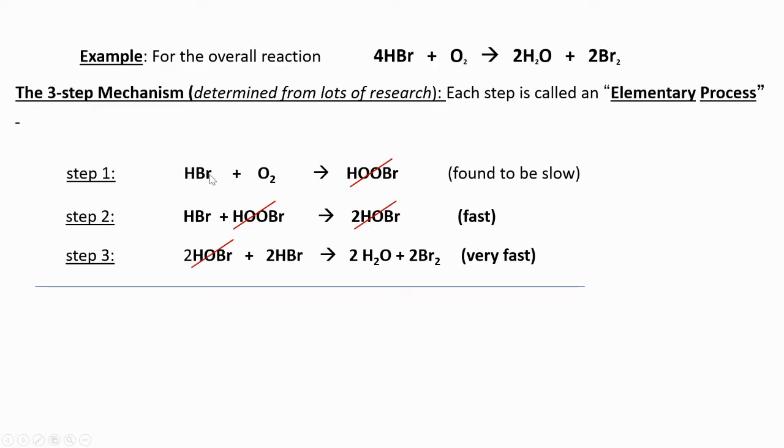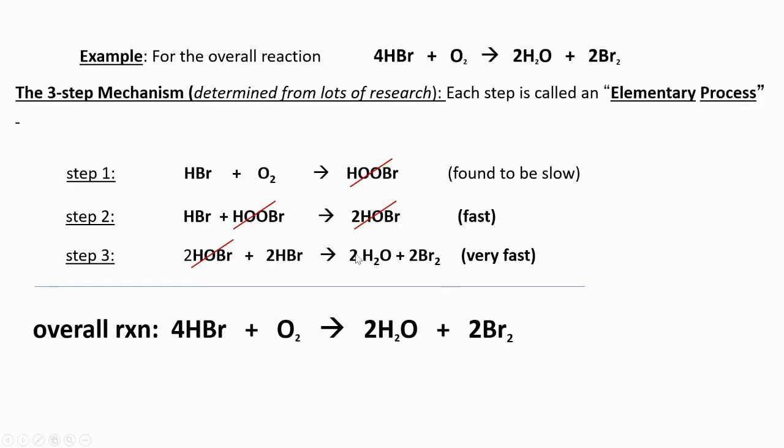And then we're just going to add up the things on both sides. So we've got HBr, HBr, and 2HBr, so that's going to make 4 HBr. At the top we can see O2, just one O2 on the left side there. On the right side, 2H2O and 2Br2. So that's the overall reaction. That's how you take each step and then find the overall reaction. We'll do more practice with it later on.